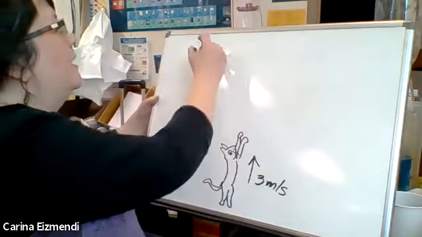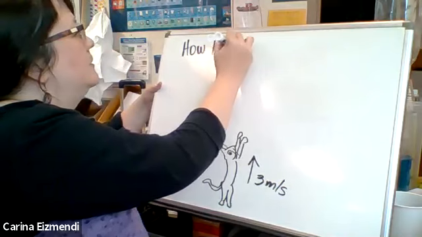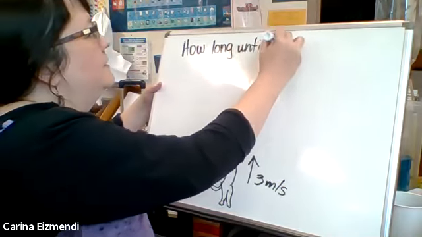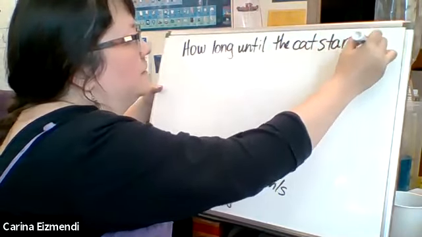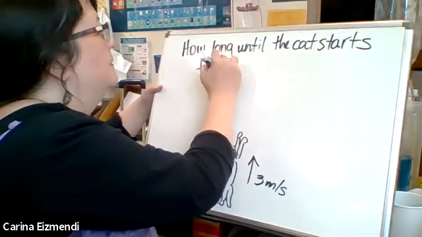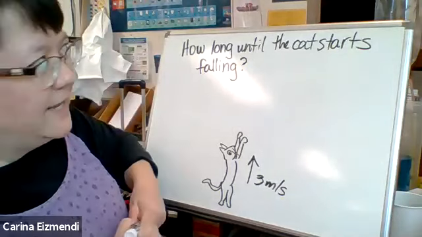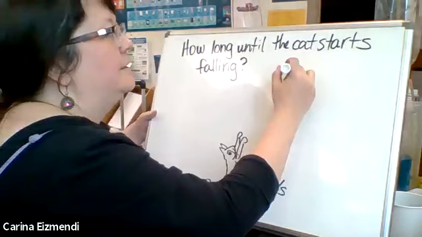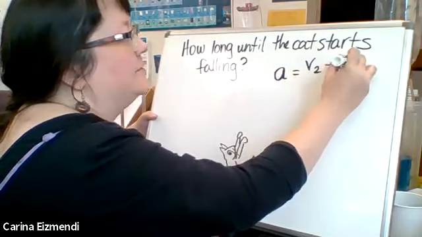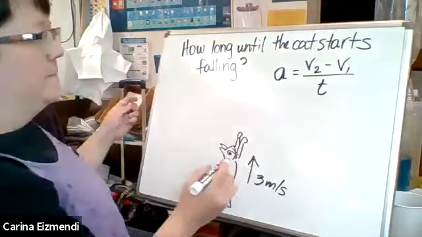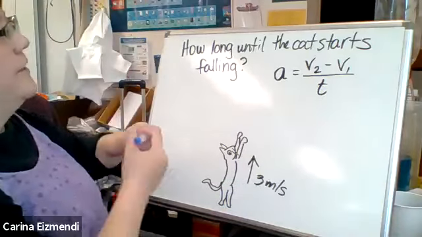So, okay, I'll write it out up here. How long until the cat starts falling? Okay, to figure this out, here's our equation. Acceleration equals V2 minus V1 over T. Okay, so let's see what our things are. I'll write in a different color over here.